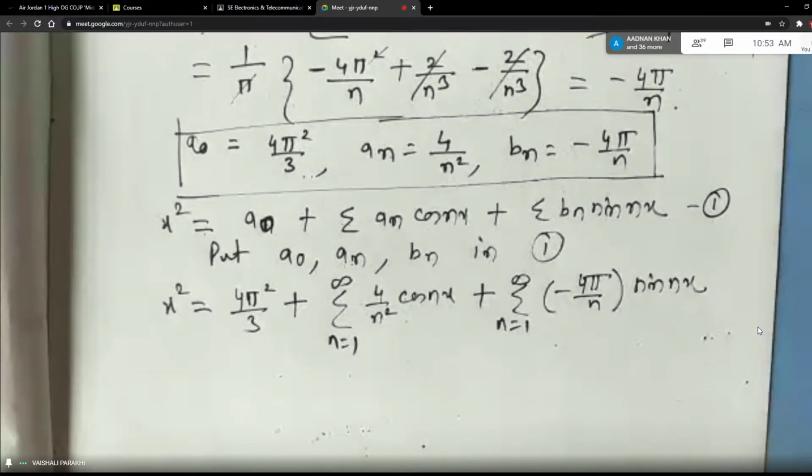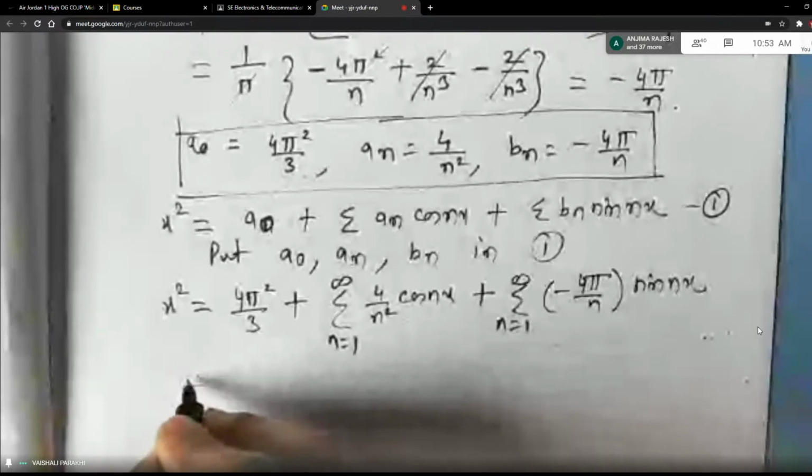Now suppose nothing is asked further. If it is not asked to deduce anything, then you can keep this as the answer. This is your Fourier series. But if it is asked to prove something, if it is asked to deduce some series, then you have to write the expanded form of the series first.